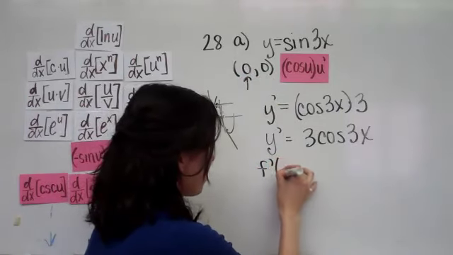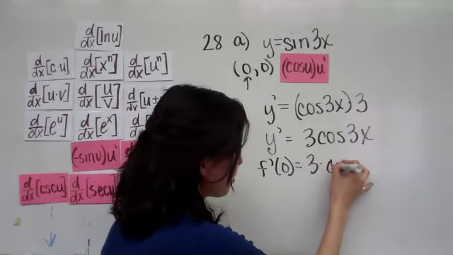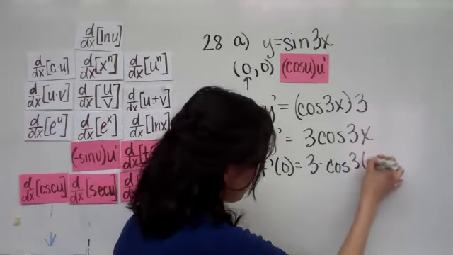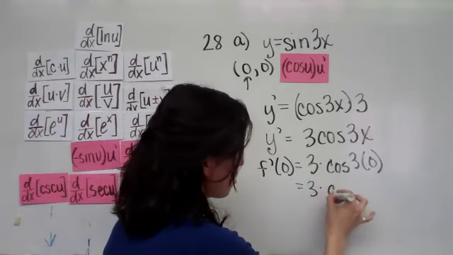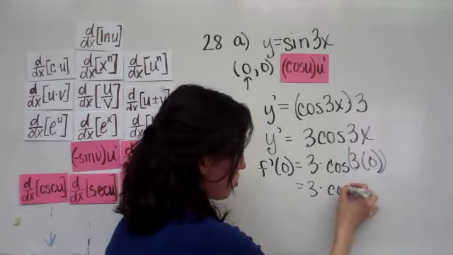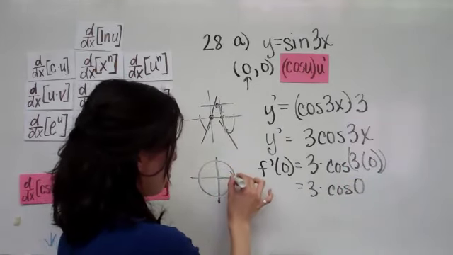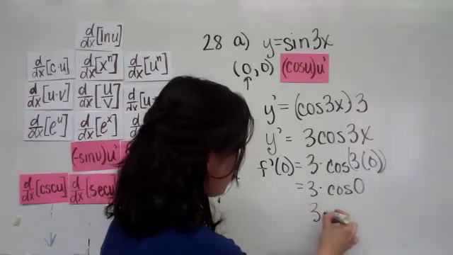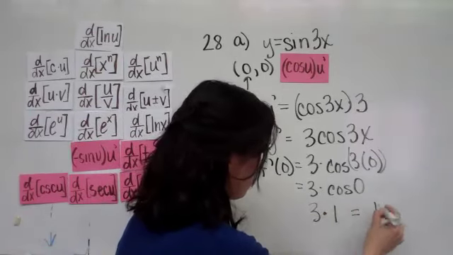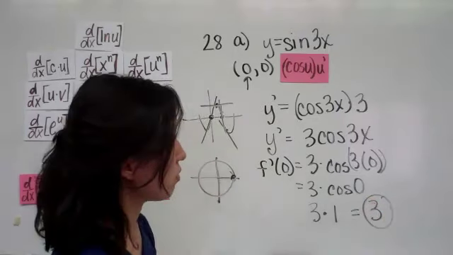This maybe is the better way to write it. Okay, so 3 times cosine, 3 times 0. What this is going to amount to is 3 times cosine of just 0. If you look at your unit circle, what is cosine of 0? Well, it's just 1, it's that x value, so it's going to be 3 times 1. So, 3. Okay, that's what we're looking for there.